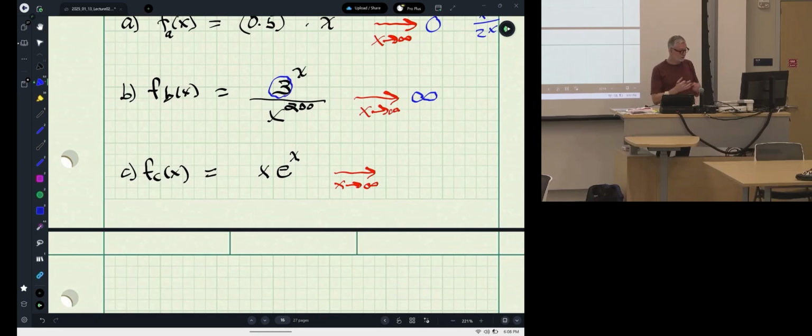And then for C, we also have from online that the answer is infinity. And here the answer is, yep, e to the x is blowing up, and x times it is just helping. Now, if that had been minus x, we'd have gotten minus infinity, okay? So, very good.